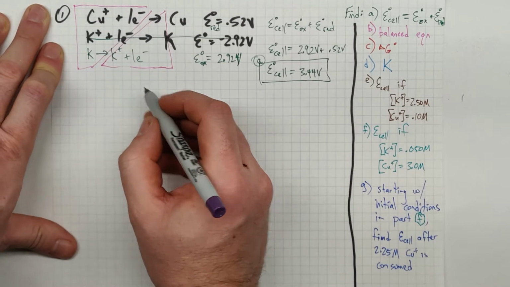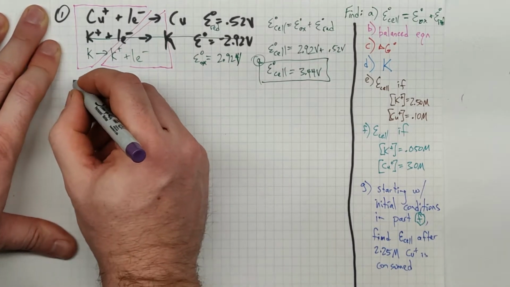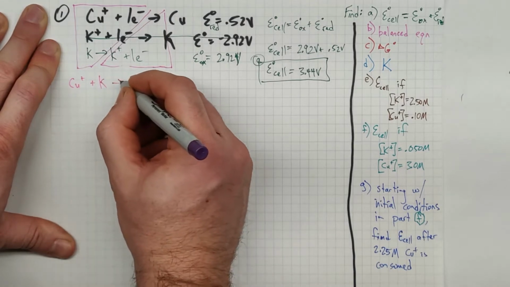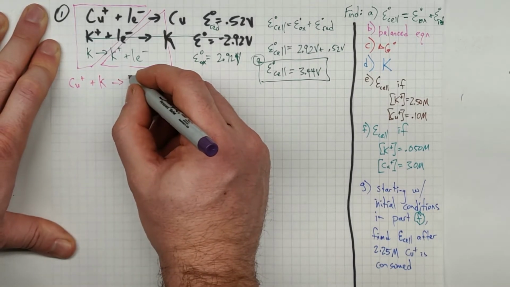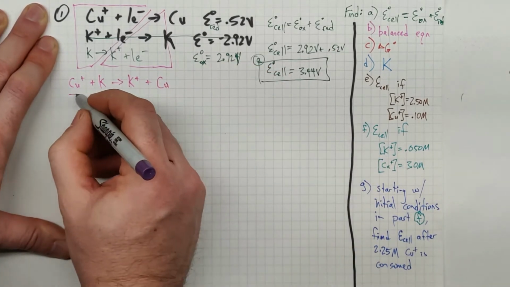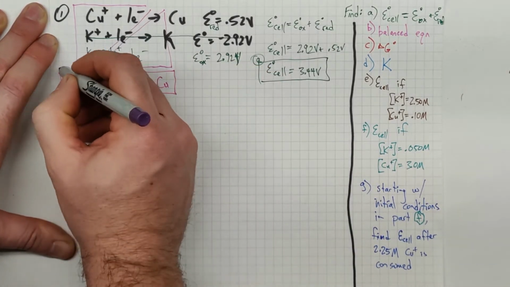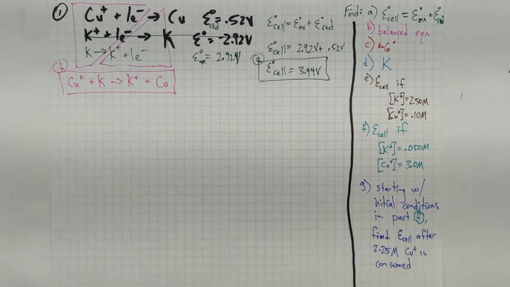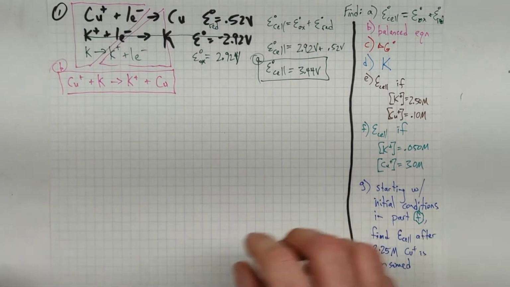In this particular case, we have Cu+ and potassium, giving us potassium ions and Cu, all right? And that is our balanced equation, all right? Like I said, I kind of picked a low-hanging fruit in this case. The other ones are going to get more and more complicated.